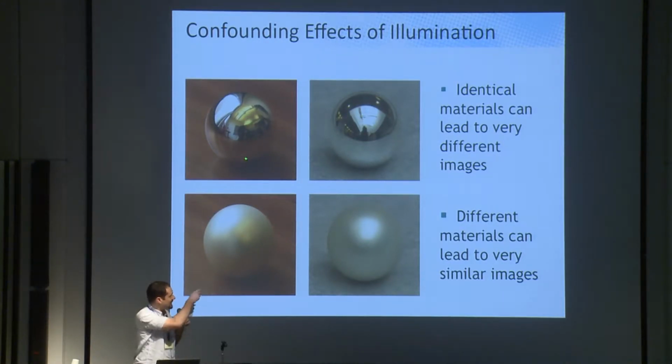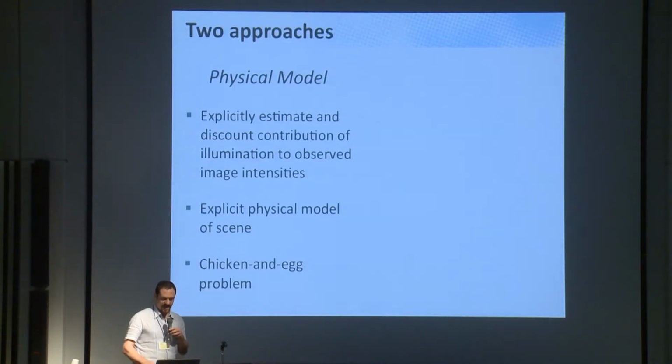And this image is more similar to that one than it is to that one. So different materials can lead to very similar images. And this is the key problem that makes material perception difficult, makes predicting the future appearance of materials difficult, right?